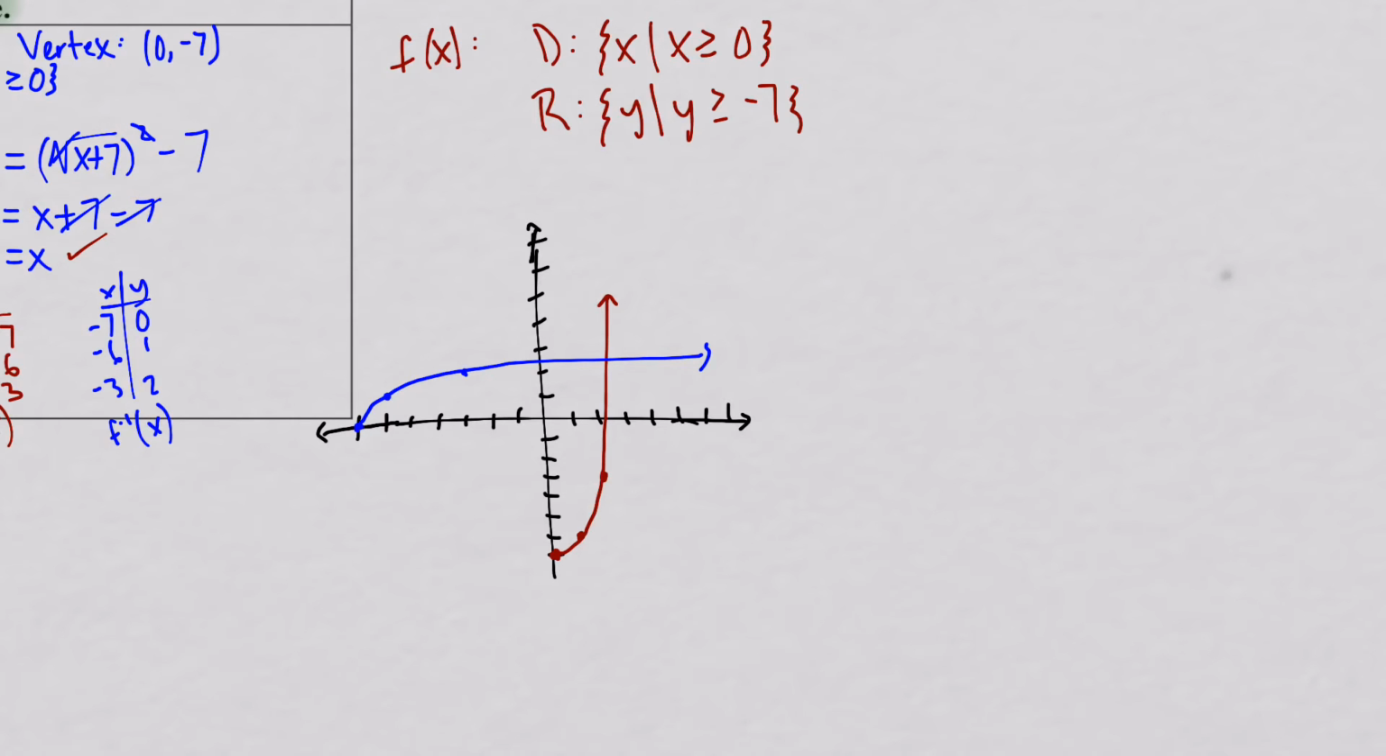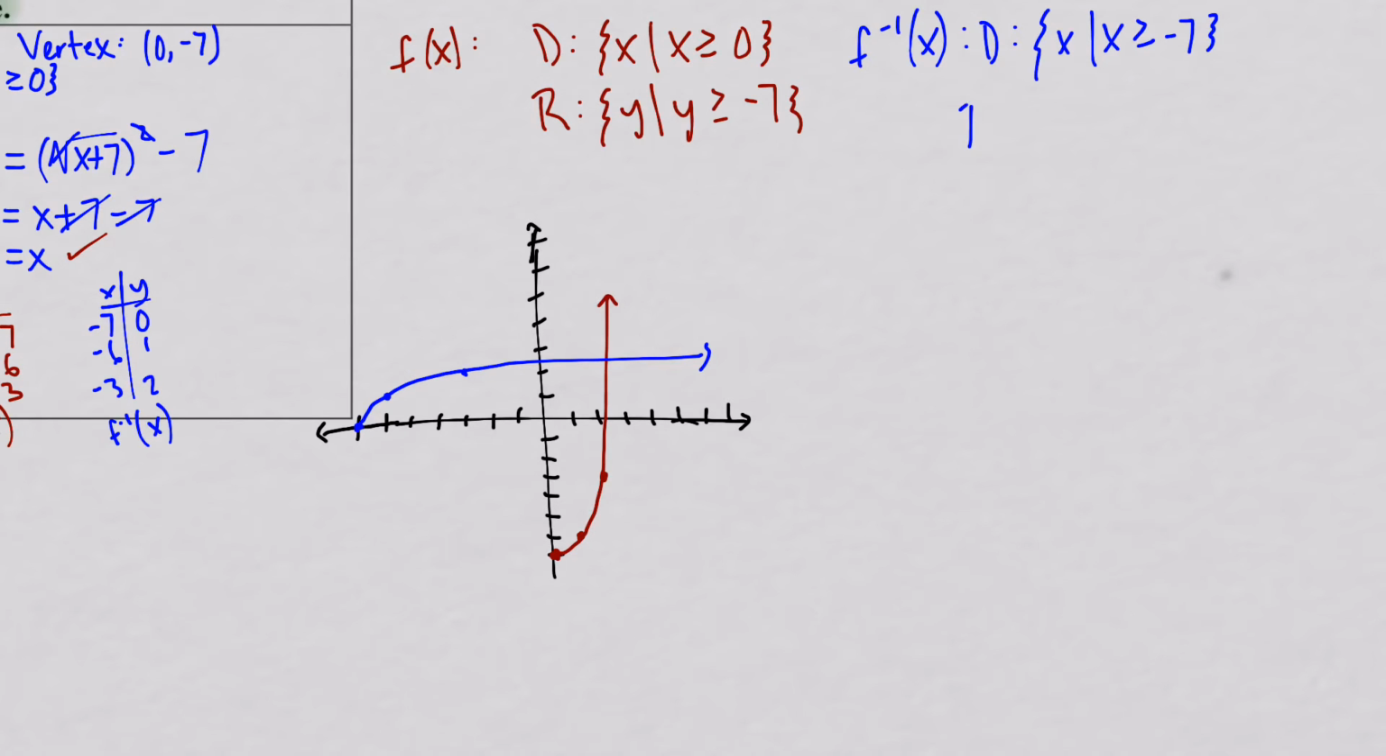For the inverse, I'm going to write it here, f inverse, the domain is all the x values. Look at the inverse right here. All the x values starting at -7, x values, not y values, starting at -7 and up, right? All the x values that are greater than or equal to -7. Let me undo that because I just messed up. Fix it. -7.